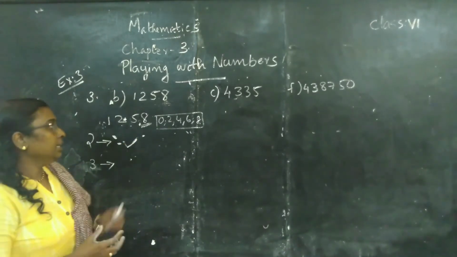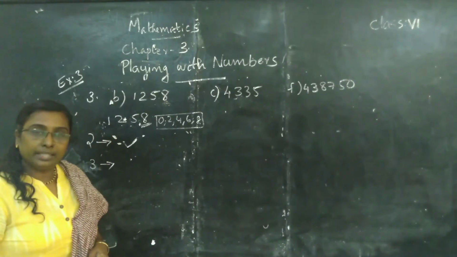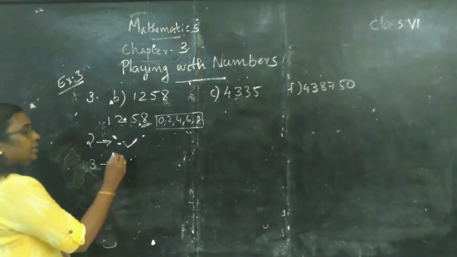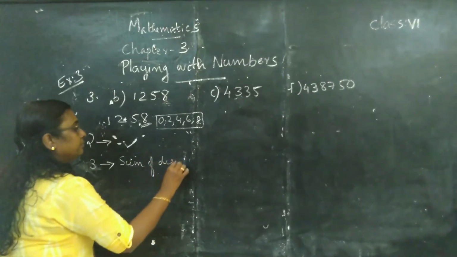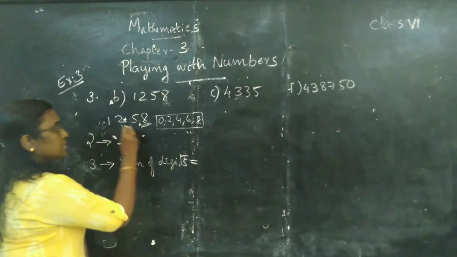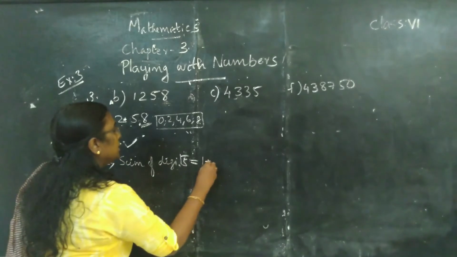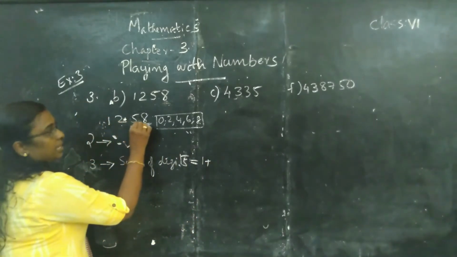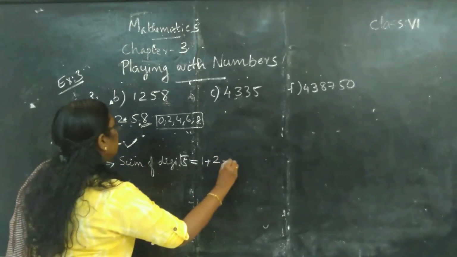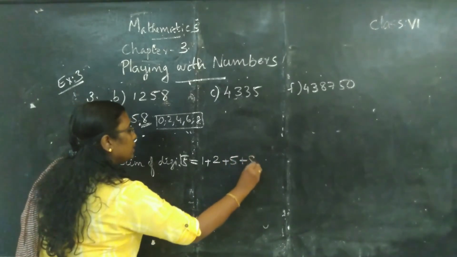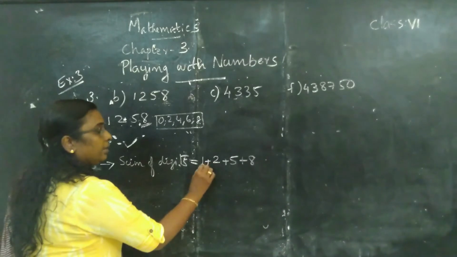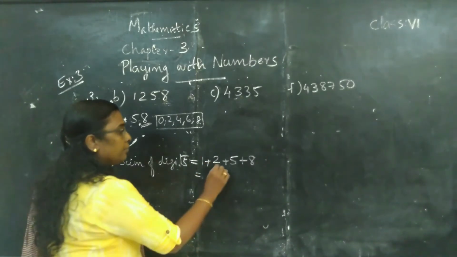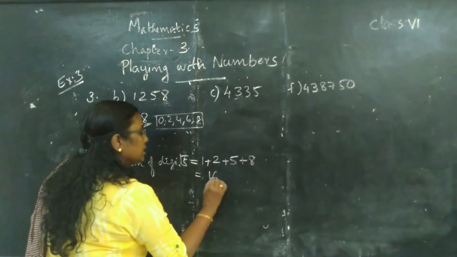How can we check the given number is divisible by 3? We find the sum of digits. Sum of digits: 1 plus, the digits are 1, 2, 5 and 8. So 1 plus 2 plus 5 plus 8. 2 plus 1, 3, 3 plus 5, 8, 8 plus 8, 16.